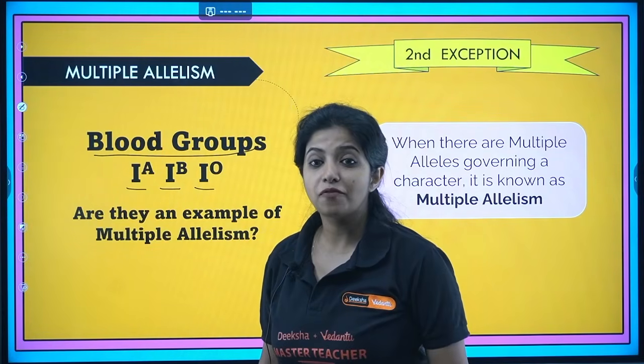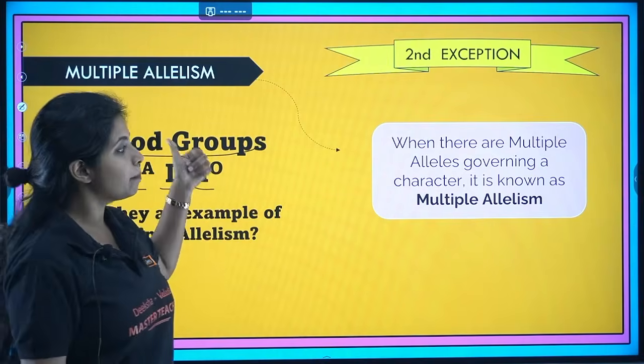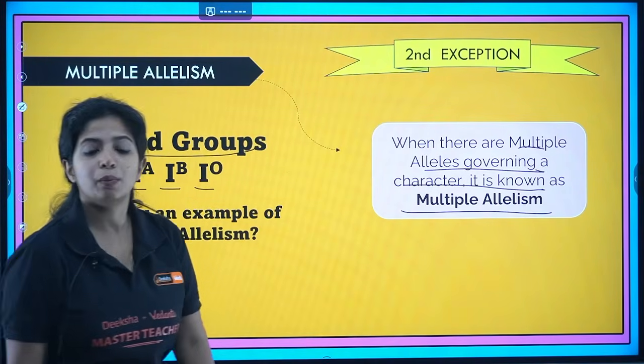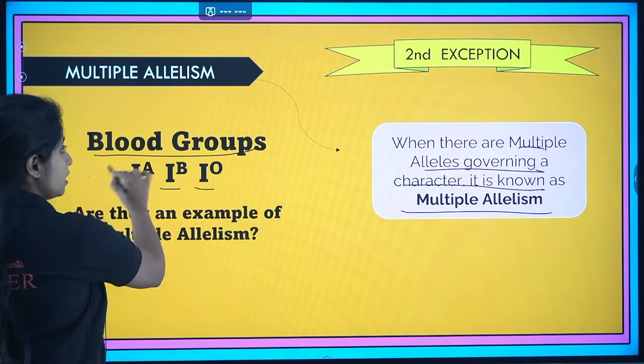Is that an example of multiple allelism? Yes. This is the second exception. So after incomplete dominance comes multiple allelism, where there are multiple alleles governing a character. You know there are 3 alleles for blood group. Okay, this exception is also done.